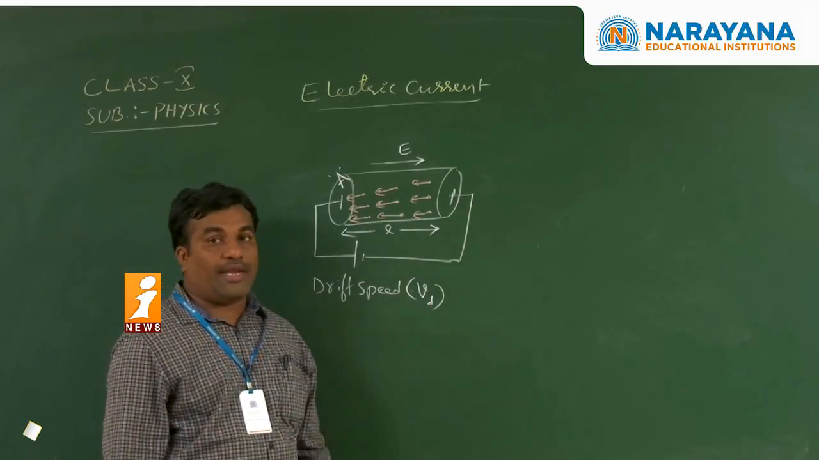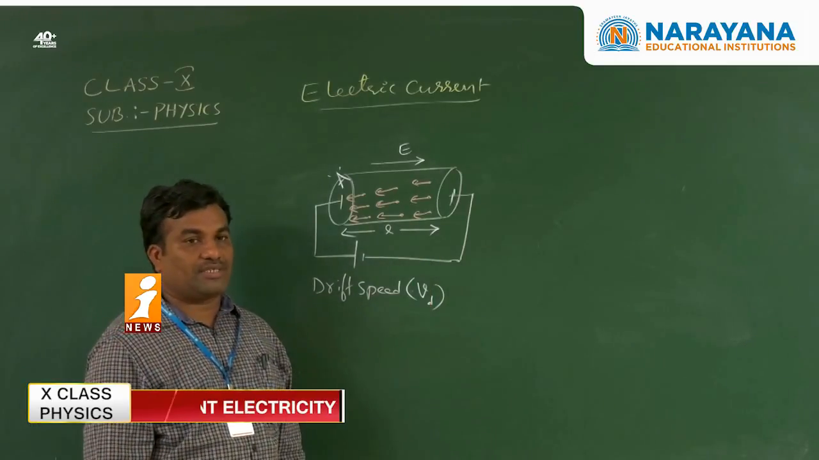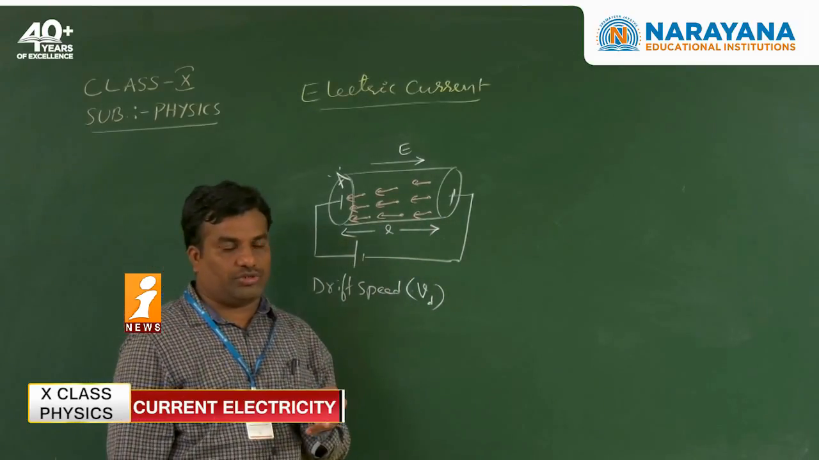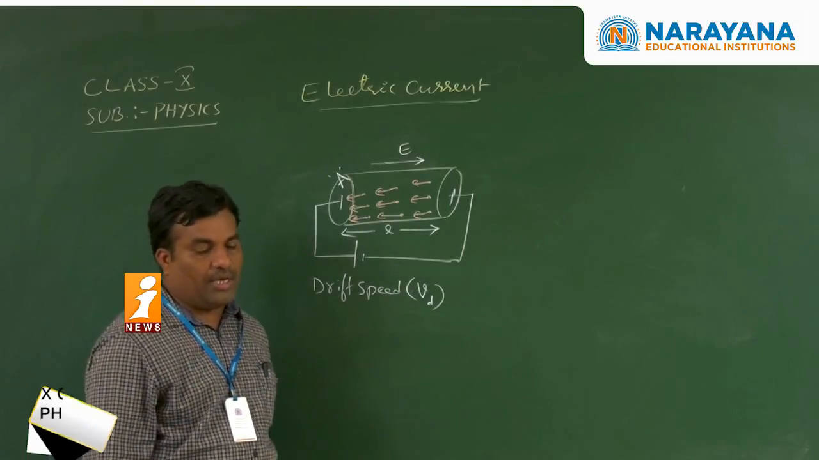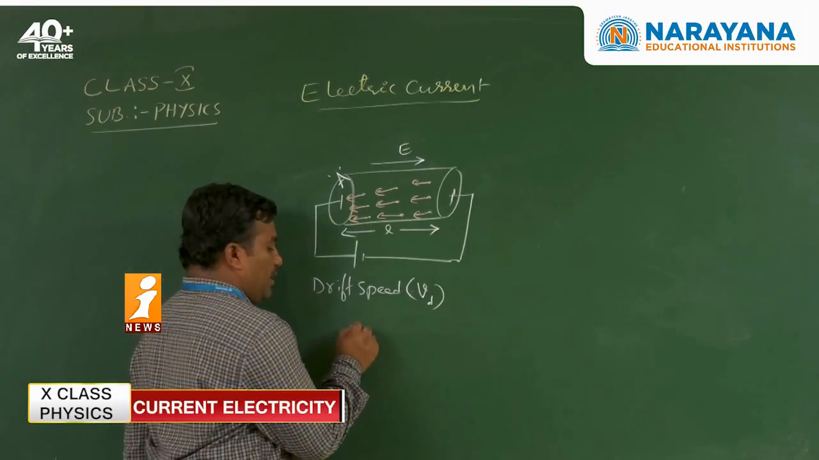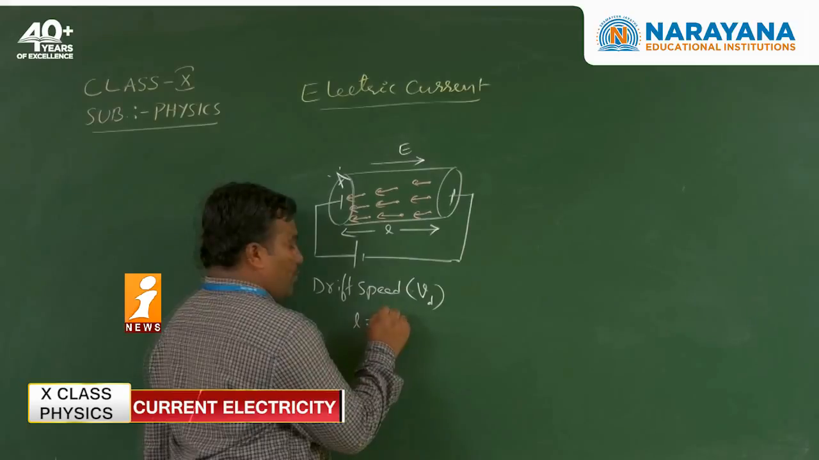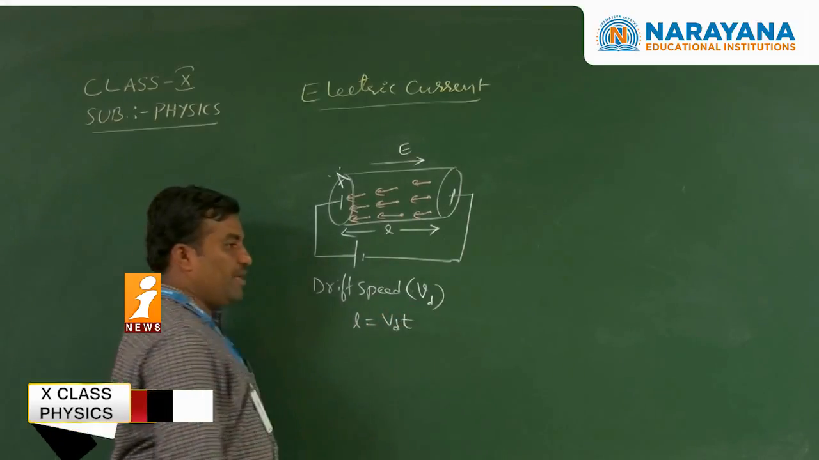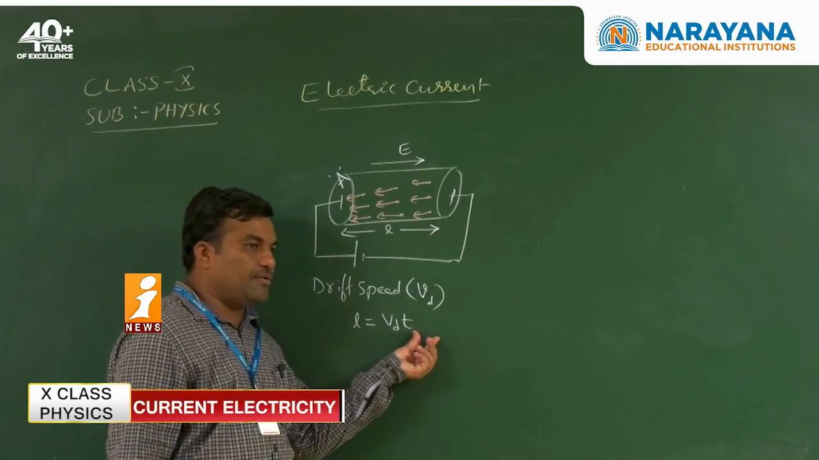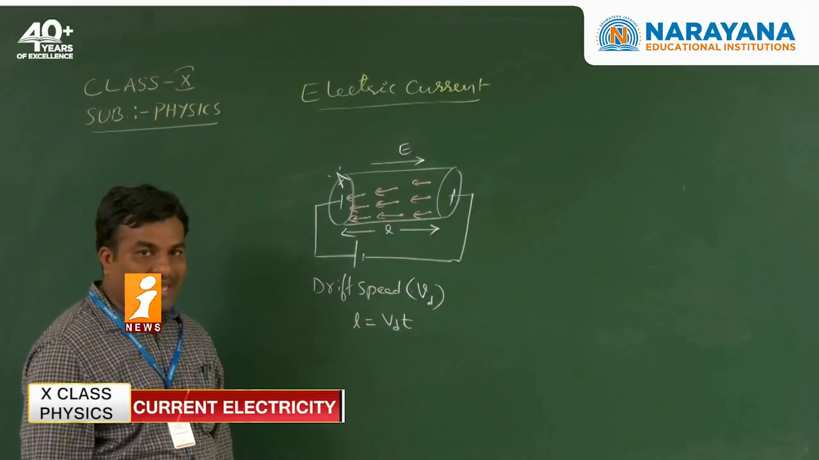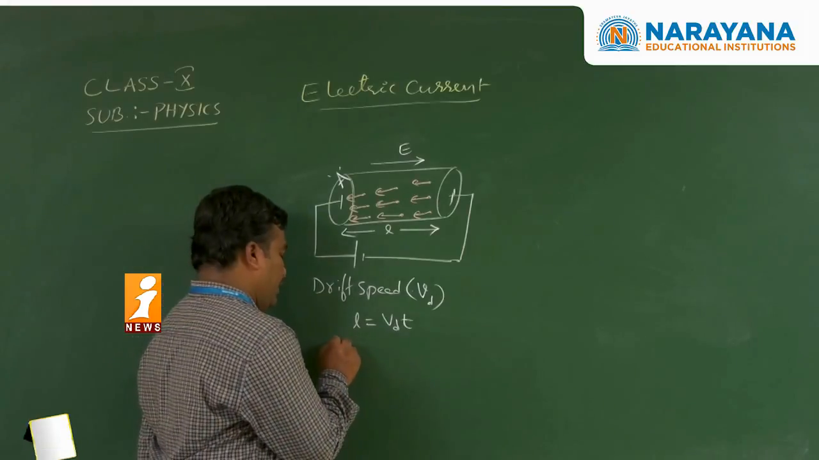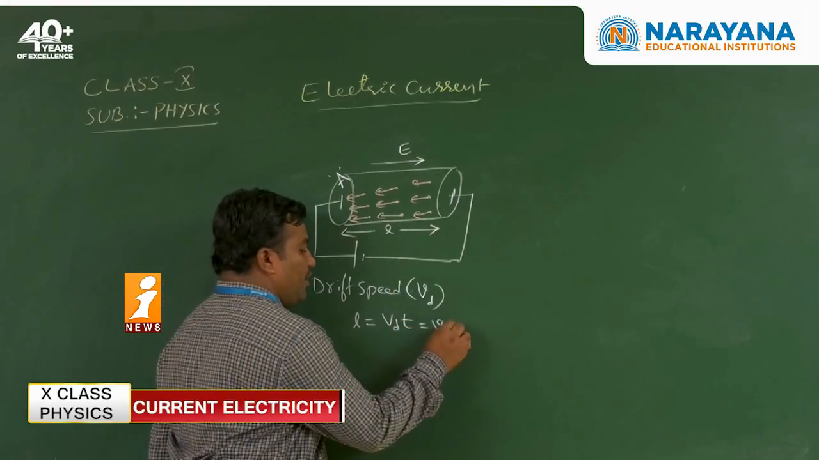But the conductor has n number of charges, and these charges can travel from one place to another. The distance covered by each charge in 1 second is Vd. So length L is equal to Vd into T. Velocity equals displacement by time, so displacement equals Vd into time. The distance covered by each electron in 1 second is Vd.